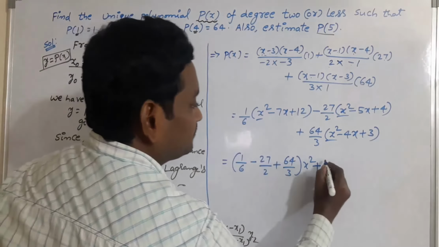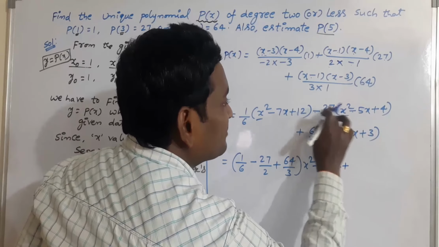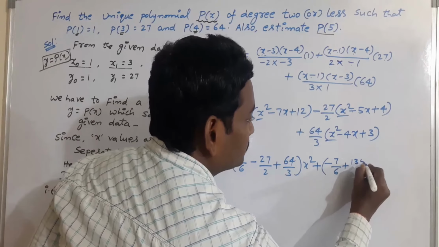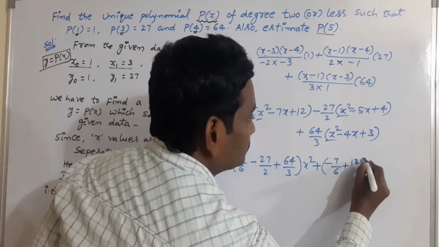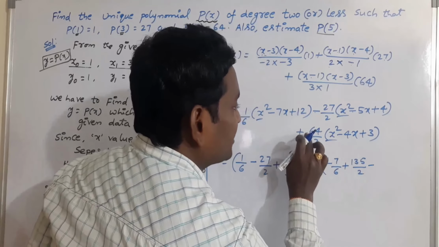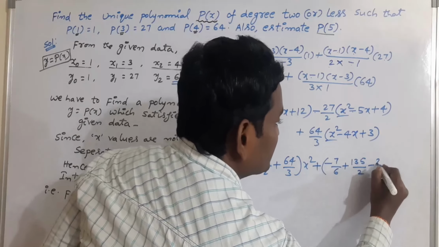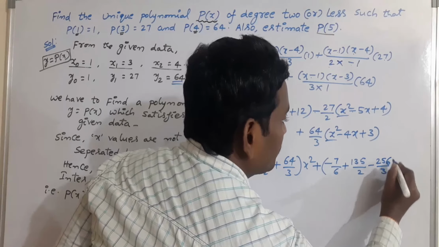Here coefficient of x in the first part is 1 over 6 into negative 7, so negative 7 over 6, plus in the second part minus of minus plus, 5 27s are 135, over 2, minus into minus positive, plus here we have to write coefficient of x in the last part. 64 times negative 4 is negative, 64 4s are 256 over 3, whole into x.